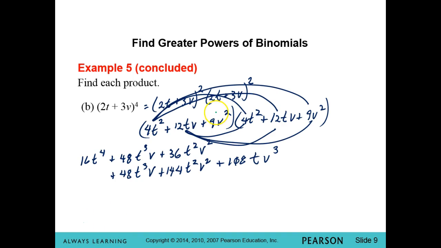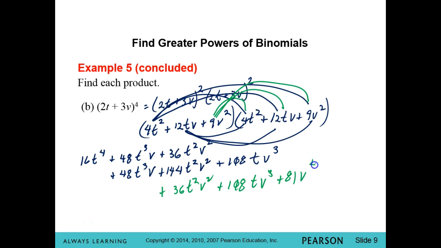Okay. So, we'll do 9V squared times 4T squared. I want to do this. Plus 36 T squared V squared, right? T squared V squared. Then this one will be plus 108 TV cubed. And then finally plus 81 V to the fourth.